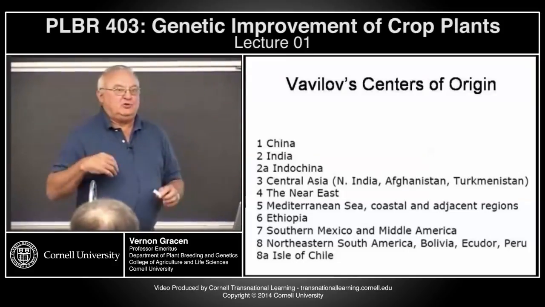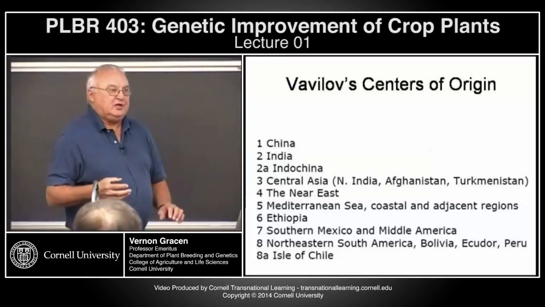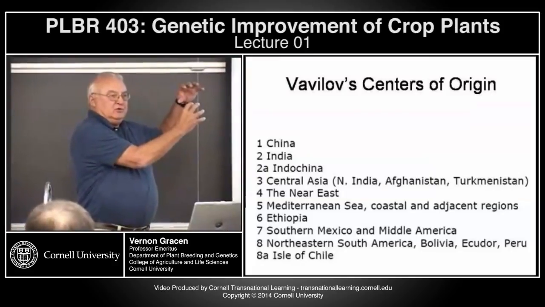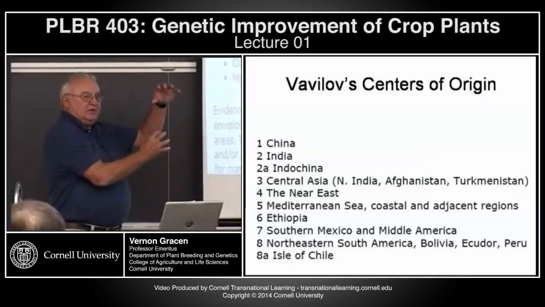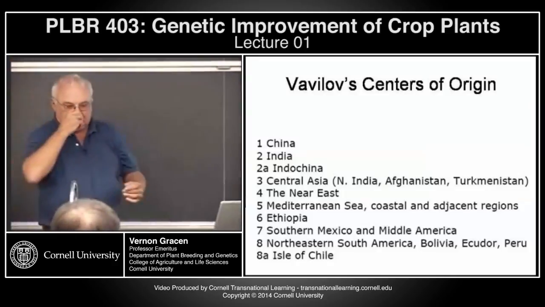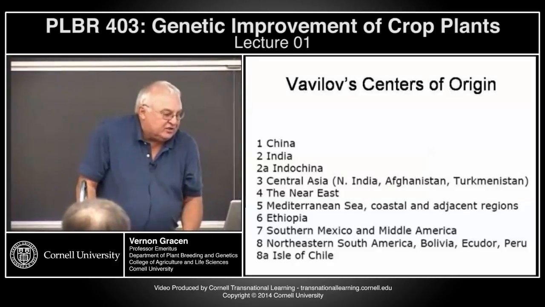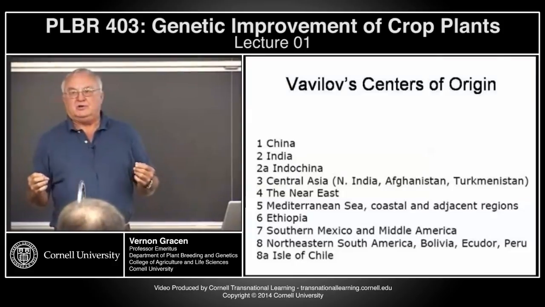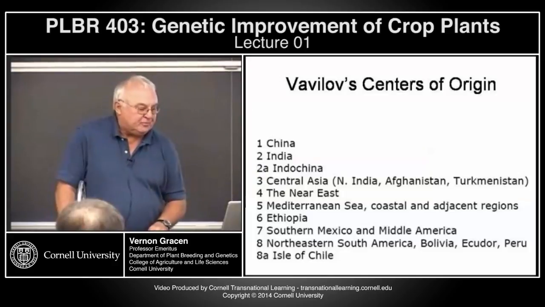You need to go to the center of diversity or origin of your crop, but you also need to go to the region where your crop developed in association with a pathogen. So back in the early 70s, Jack Harlan changed our views on domestication and evolution of crops.